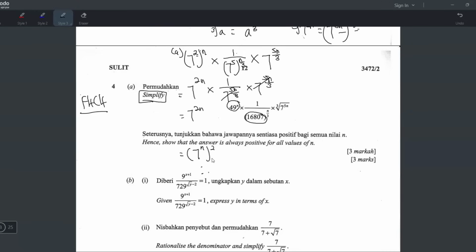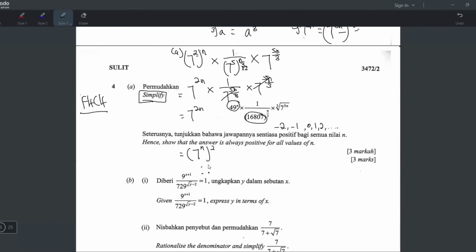So let's try to substitute some n numbers. The n can be any number, so let's try 0, 1, 2, and so on, or negative even numbers. Imagine n is 1. Then 7 power 1 is 7, and when you square it, you get positive. What if you start with 0? It's positive also, because 7 power 0 is 1, and 1 squared is positive. What if you start with negative 2? 7 power negative 2 is 1 over 49, which is positive, and when you square it, it's positive also. So it doesn't matter what number you put inside, you will always get positive, because even if the inside is negative, when you square it, it will be positive. Every number squared gives you positive. So this is how you show it.